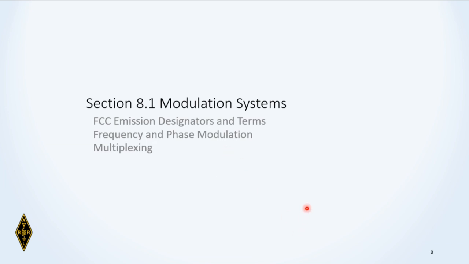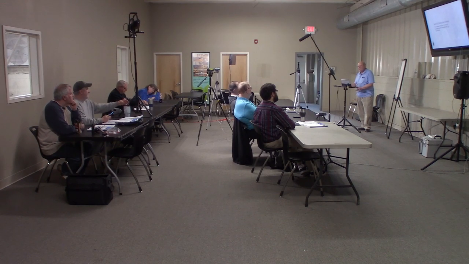These are the three areas that we'll be talking about. Emission designators and terms, that's going to go really fast because there are no pool questions. So we'll just maybe look at one slide and let that one go, just so you've got some of the historical background. Frequency and phase modulation, there's some confusing things in here. Was anybody confused as you were reading that in the book? All right, yeah. Well, I've spent a lot of time making that a little bit easier, so we'll see if it works tonight. And then multiplexing in 8.1, then we'll be getting into 8.2.